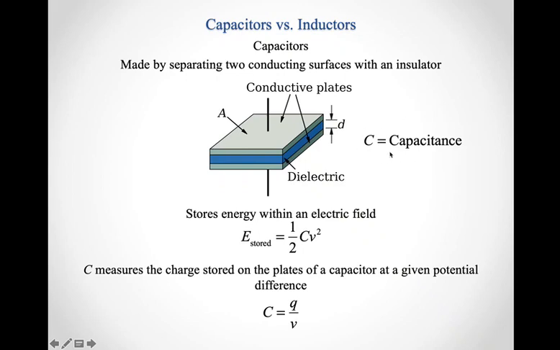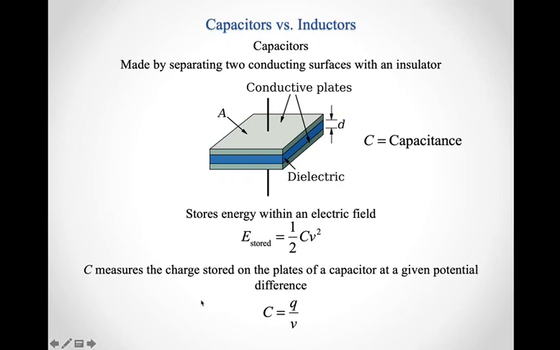If I want to think about the energy that's stored within the electric field that builds up between those plates as I put charge on them, one of the ways that I can calculate that energy is 1/2 times the capacitance times the potential difference between the plates squared. So here's one way that I can calculate the energy that I've stored in my capacitor.